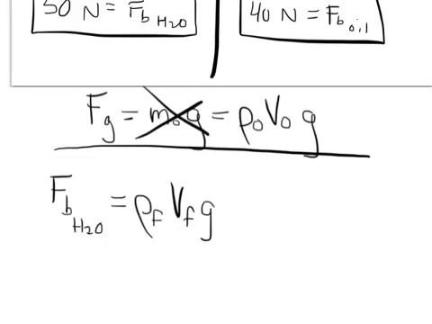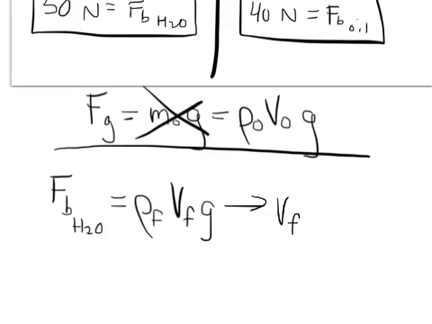Why didn't I use the oil? Because we don't know the density of the oil. That's part B. If I used oil instead of water right now, we would not know this value. That's part B of this question. So we're using water because we know the density of water. We know G. We know the force of buoyancy of the water. We can find VF. So Helen, what do you get when you solve for VF?